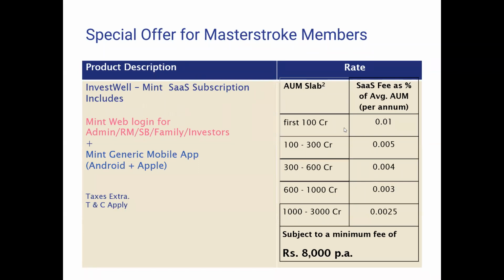The taxes are extra. Along with tax, it comes to 9,440. The pricing, as I said, is per annum. So if your AUM is less than 8 crores, it would be 8,000 rupees per annum. And suppose during the course your AUM increases to 9 crores or 10 crores, obviously the extra would be charged.